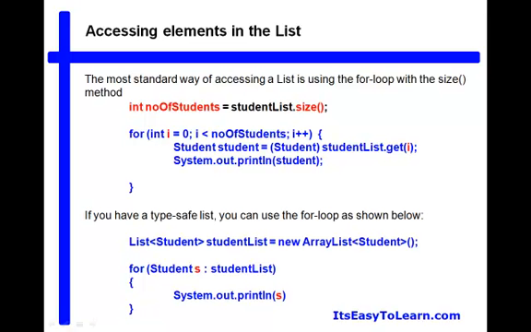If we have a type-safe list, Java gives us a convenient method for accessing the elements in the list. For example, assuming we have a type-safe list, student list, declared as List of Student, student list equal to new ArrayList of Student, we can use a simple for loop: for Student s colon student list. So what happens is, when this for loop gets executed, each element of this list is copied into the variable s. And this is another convenient way of accessing elements in the list when we use type-safe lists.